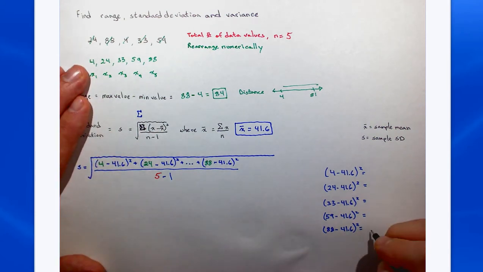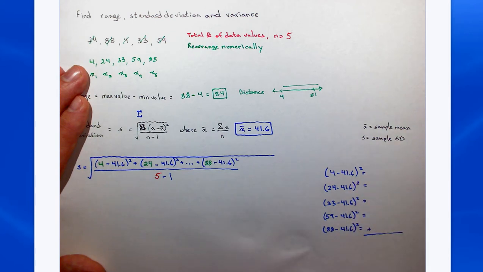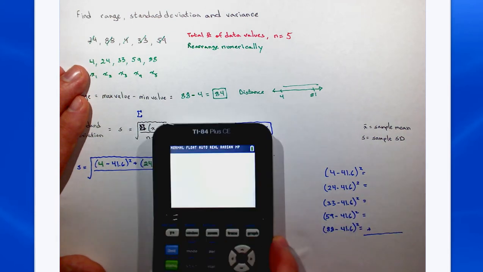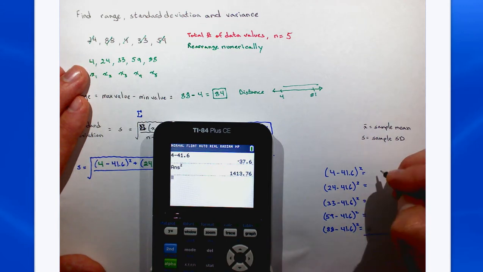And then what I'm going to do is find that difference and square it and write it over here. So using my calculator, 4 minus 41.6. Notice I get a negative answer. That's why I square. I don't want any negative under my radical.